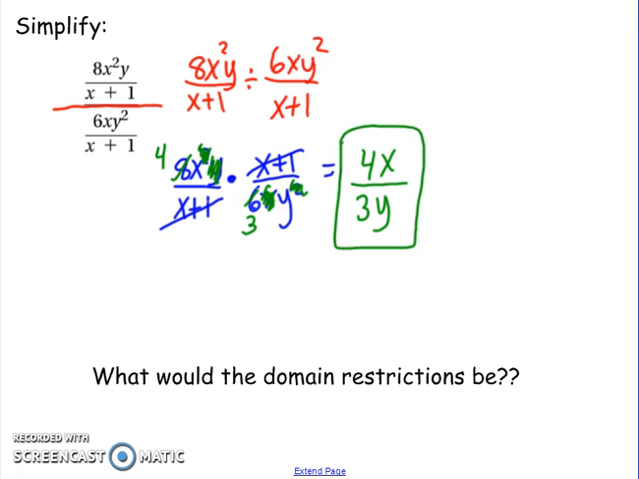What would the domain restrictions be? Again, since it's division, we're looking at everything that is or once was a denominator. So if I take x plus 1 and set it to 0, x cannot equal negative 1. The 6xy squared was the new denominator, so I can take that x and set it to 0. But then I also have y, so y cannot equal 0 as well.